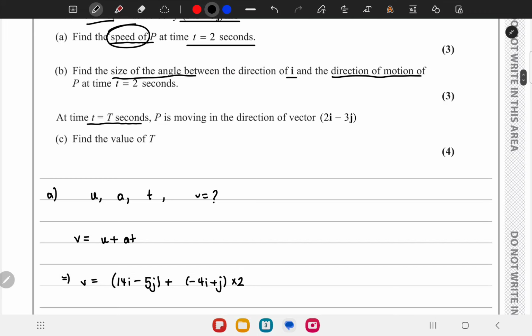Now we are given at time t equals to t seconds, P is moving in the direction of vector 2i minus 3j.